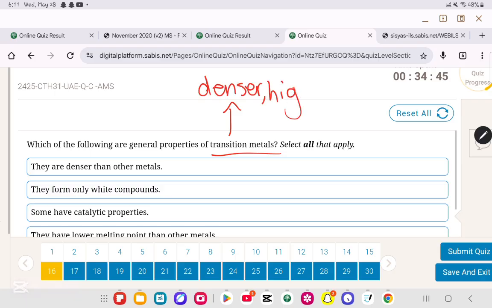They have higher temperatures, meaning higher melting point. So I'm just going to say higher MP and BP. MP means melting point, BP means boiling point. They have catalytic properties. That means they can act as catalysts. So catalytic properties.